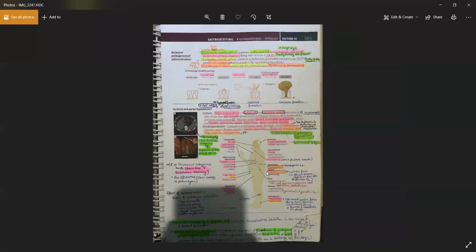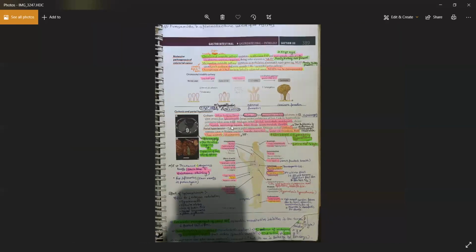Any more doubt on this page? No, thank you. So, how will you manage the acute portal hypertension? How will you manage that?